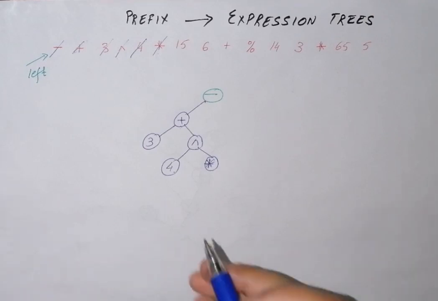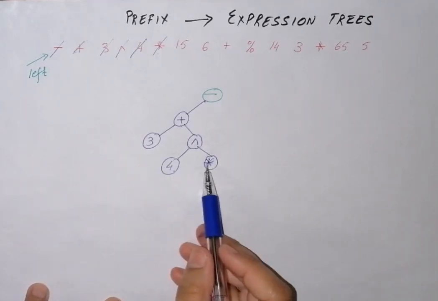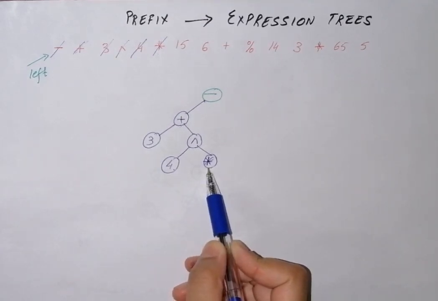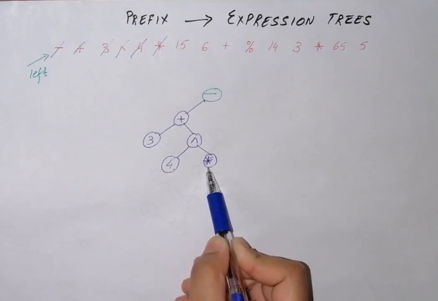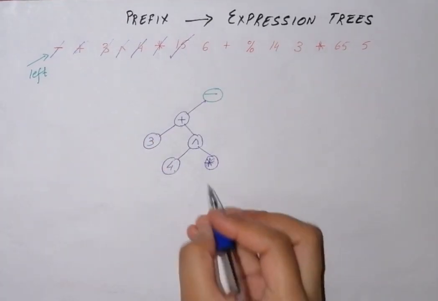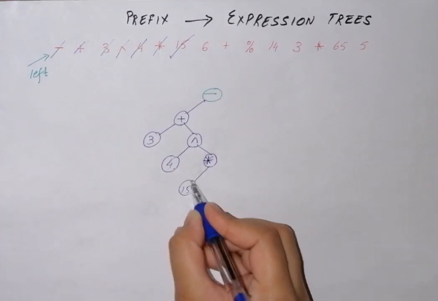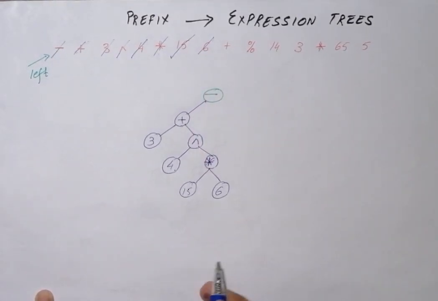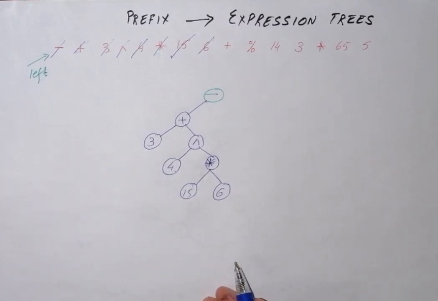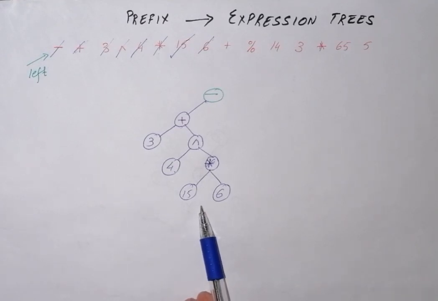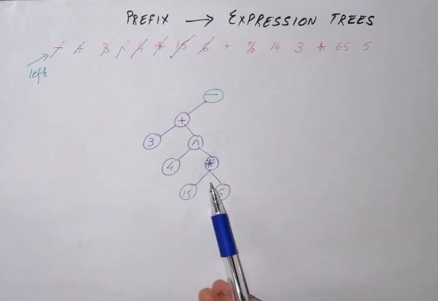Okay, so this level is also complete, but this is an operator which needs operands in order to perform the operation. So I'll go towards this expression again and read the next character, which is 15. 15 will become the left child of this node, and the next character is 6. 6 will become the right child of this multiplication node. Here you have witnessed that whenever I encounter an operand, I just make a full stop and don't insert any more children, and directly go towards the immediate parent.